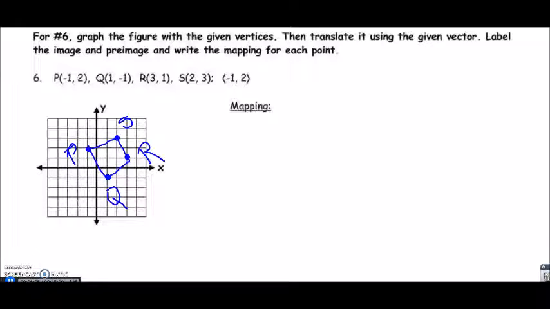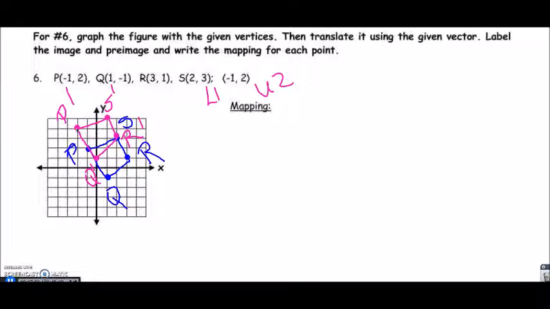You don't have to. We're going to have a mapping that goes -1, 2, so that means we're going to go left 1 and up 2. So left 1 up 2, left 1 up 2, left 1 up 2, and left 1 up 2. So then we need to label our new ones, and so we have S prime, R prime, Q prime, P prime, and we are ready to connect the points, and we have our new shape.